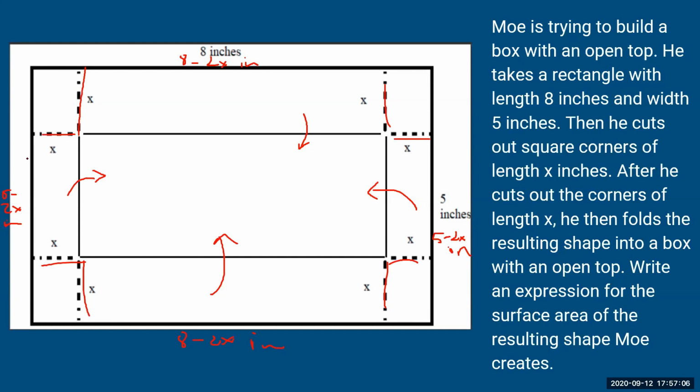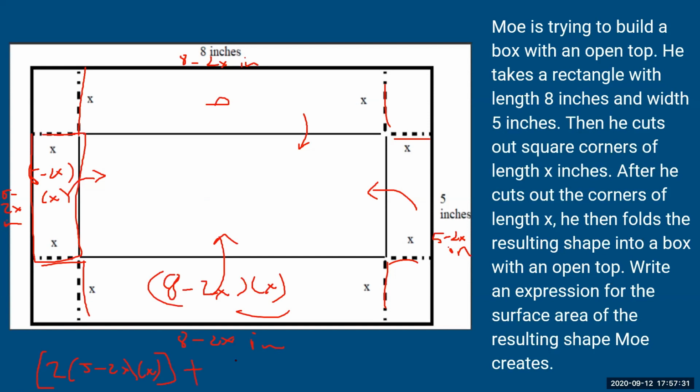So the area of this one part is 5 minus 2x times x. We've got to do it twice, so technically it'll be 2 times 5 minus 2x times x. Then you have the 8 minus 2x times x on this one part. But then there's 2 of them, because there's one right here, one right here. So it'll be plus 2 times 8 minus 2x times x.